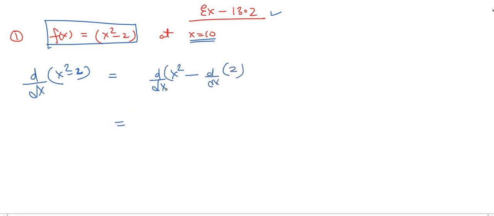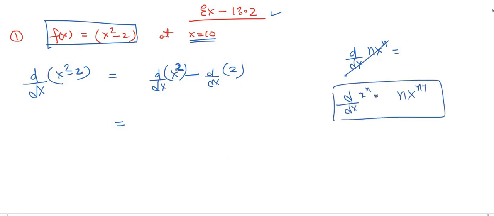Remember guys that here we are not using first principle. Here we are using the formulas. So for the derivative of x square, I will use this formula: derivative of x raised to power n is n x raised to power n minus 1. So here n is 2, correct? So I will use this, 2 into x raised to power 2 minus 1, and the derivative of a constant is always 0. So this will be 2 x raised to power 1. This is my answer because 0 I can leave.